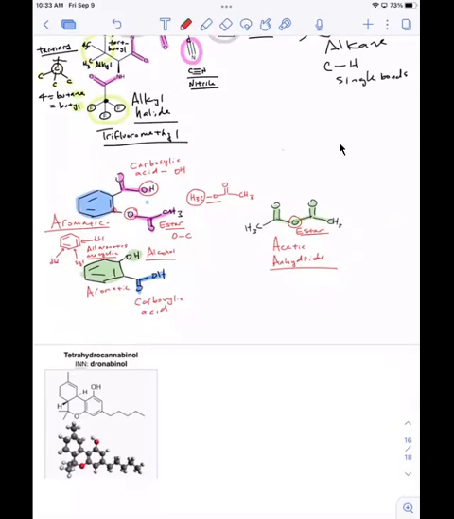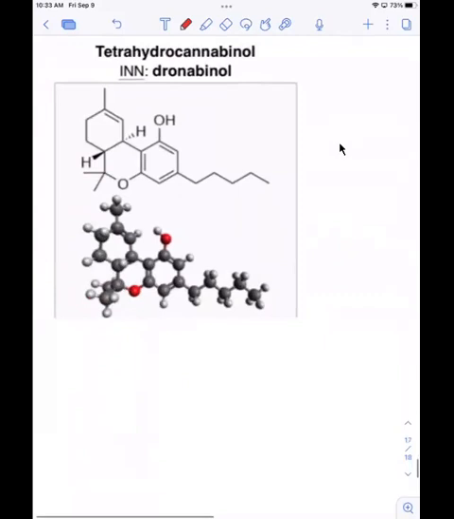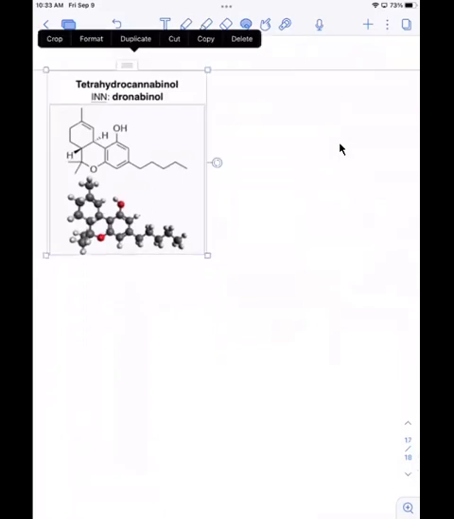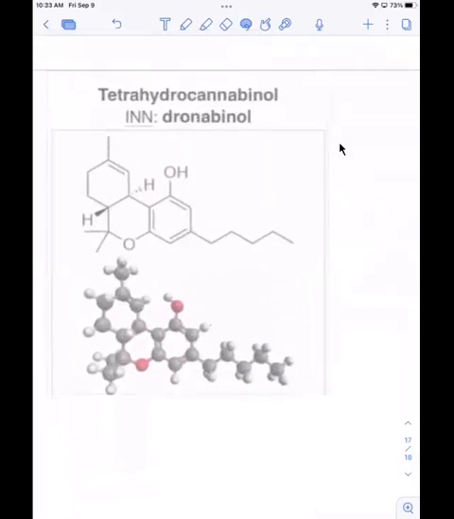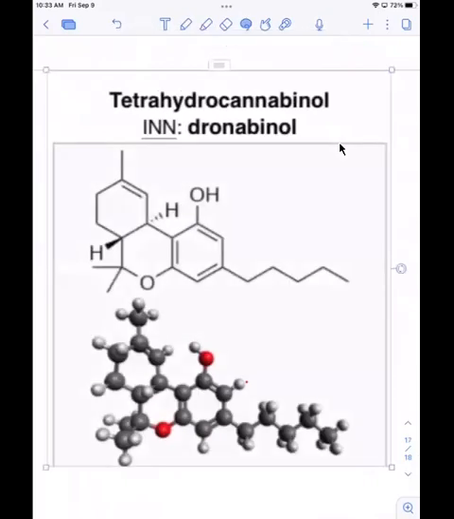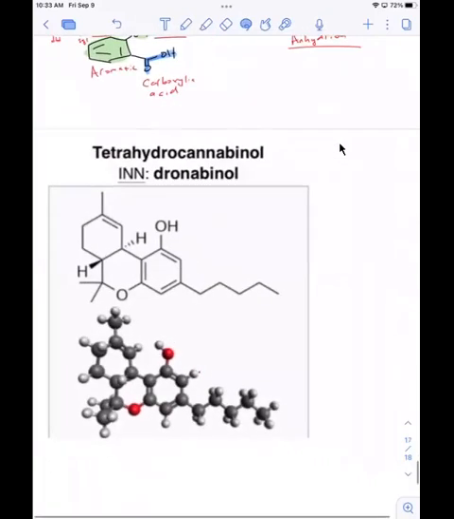All right, let's go down here to THC. I was reading an article this morning. They're talking about federally decriminalizing marijuana. They've been saying that forever. All right.